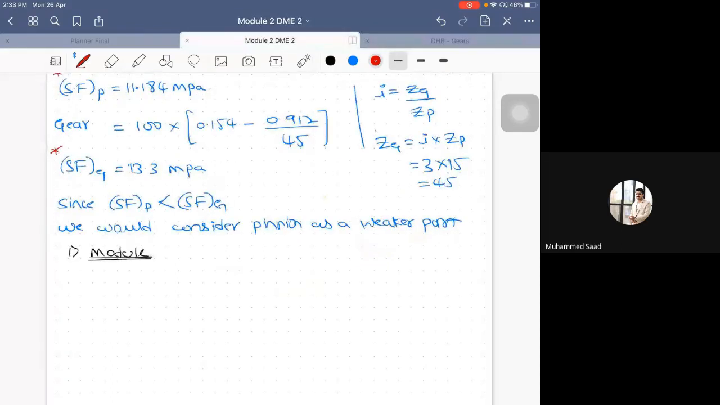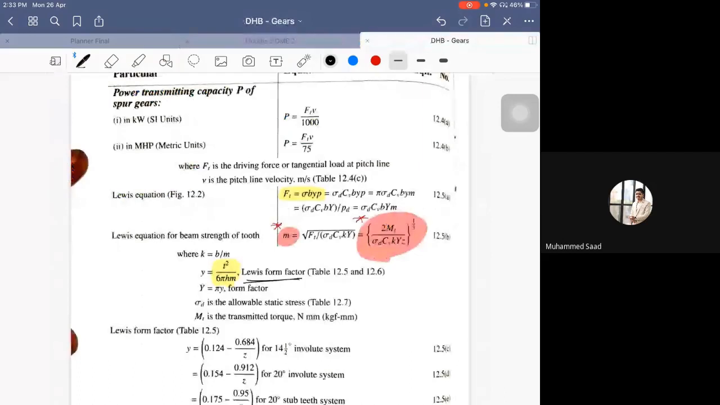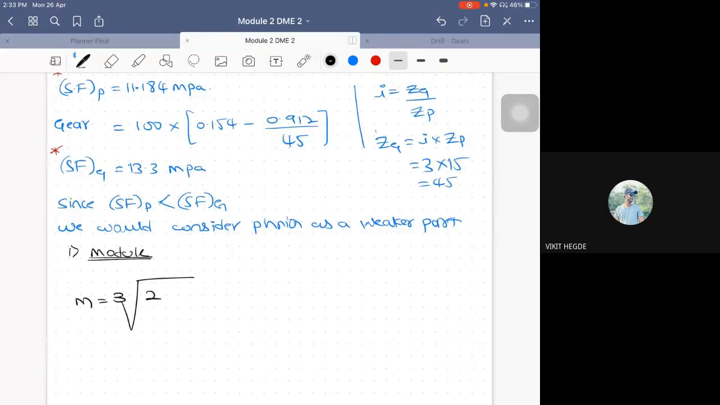Okay, what is that equation? M is equal to, anyone? Cube root of, anyone just help me with the equation, man. Otherwise, I have to look here and write. 2 times MT divided by sigma d, Cv, K, Y, Z.